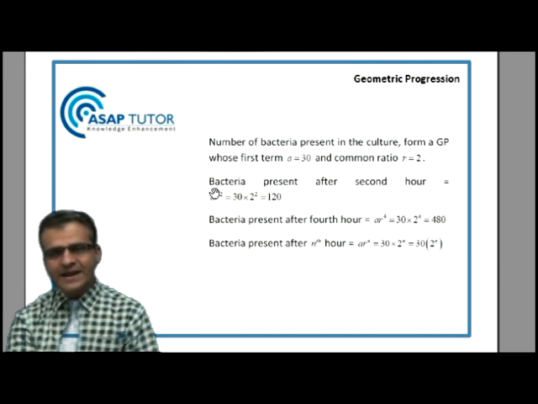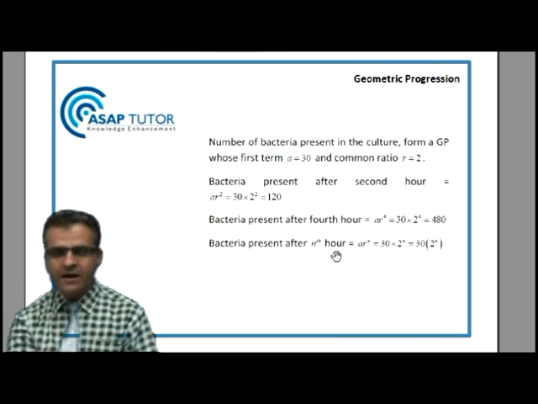So after the second hour, it means the beginning of the third hour. So therefore t is equal to 3. So therefore the formula will become A R raised to the power 3 minus 1, which is equal to A R square. So 30 multiplied by 2 square is equal to 120. Similarly, we can find for the fourth hour and the nth hour.